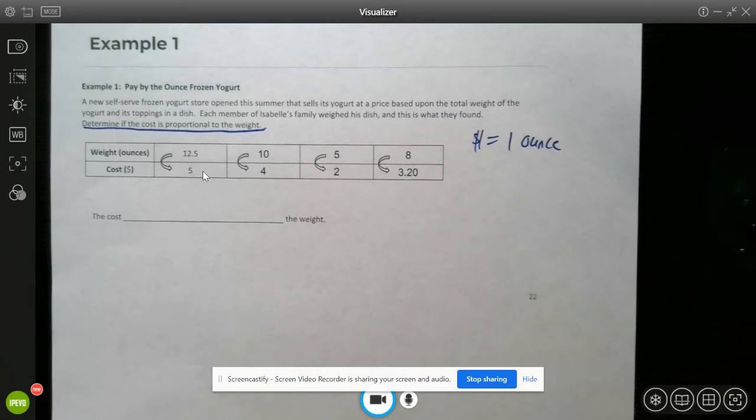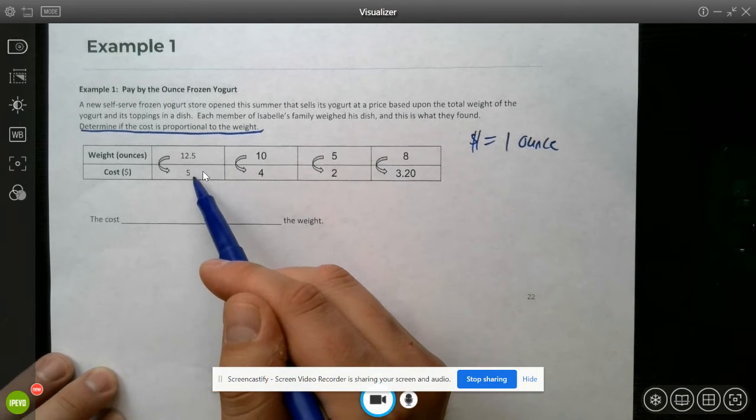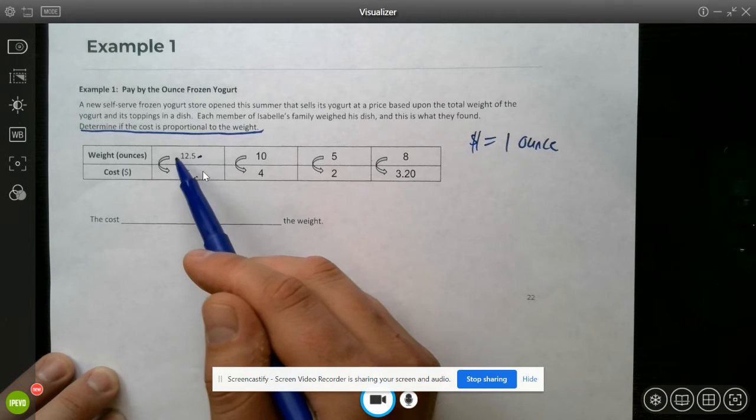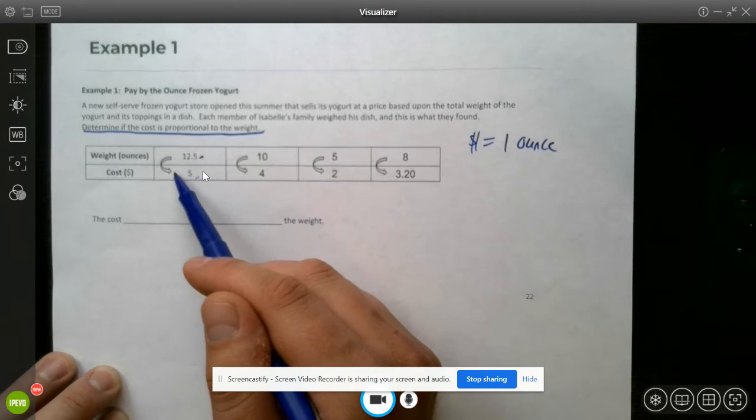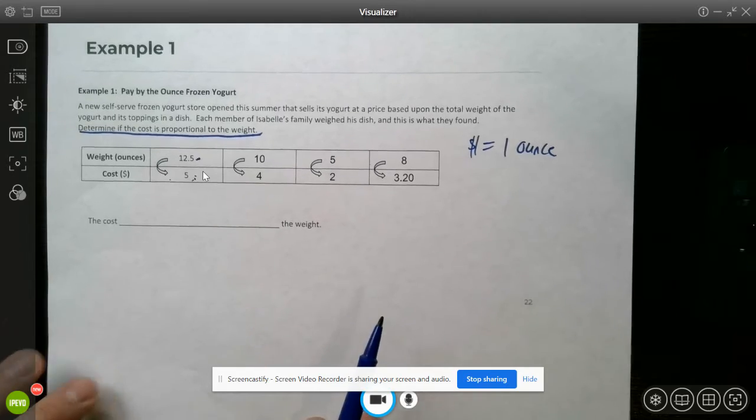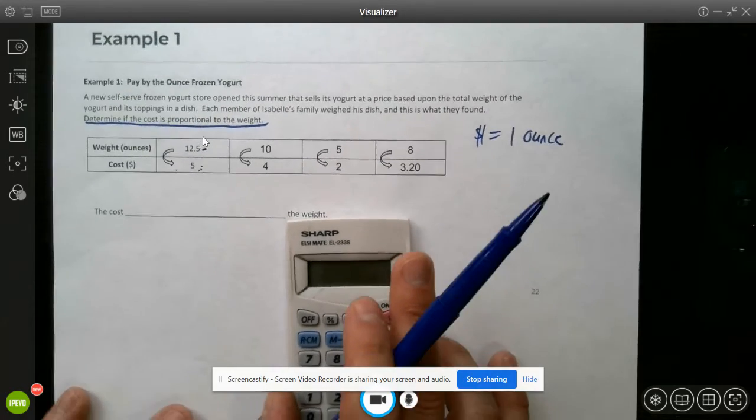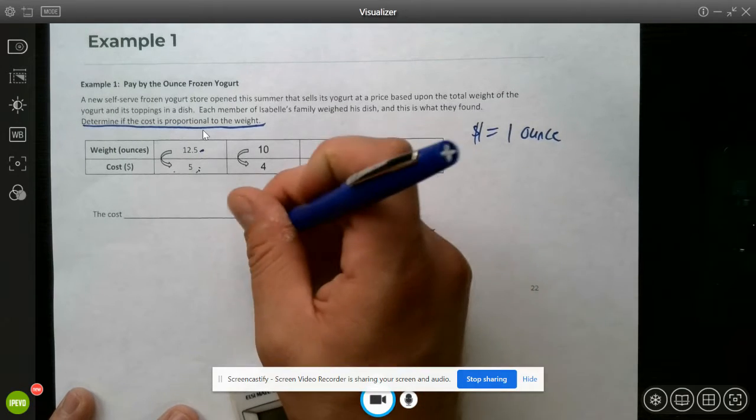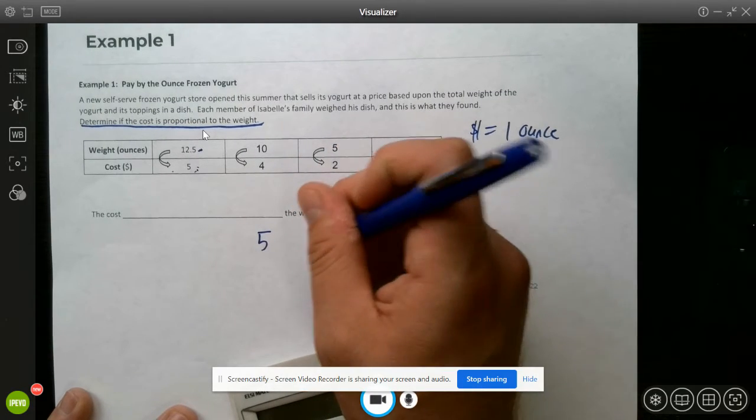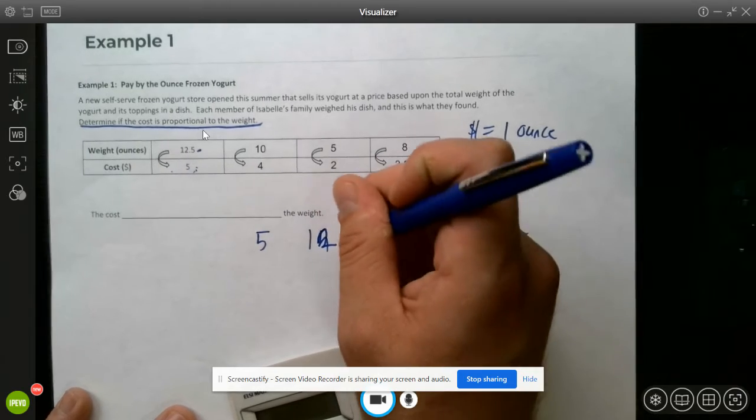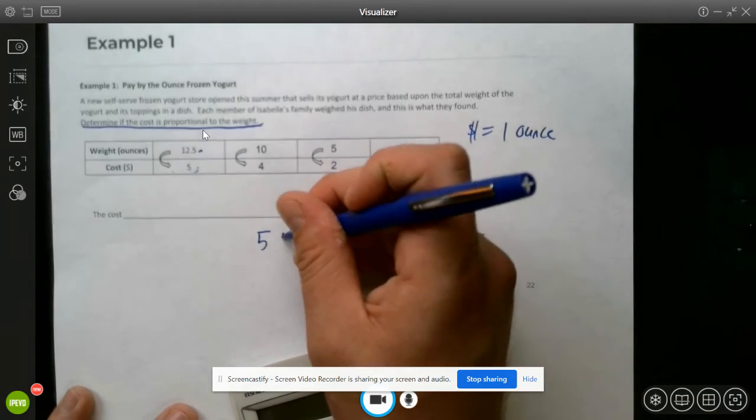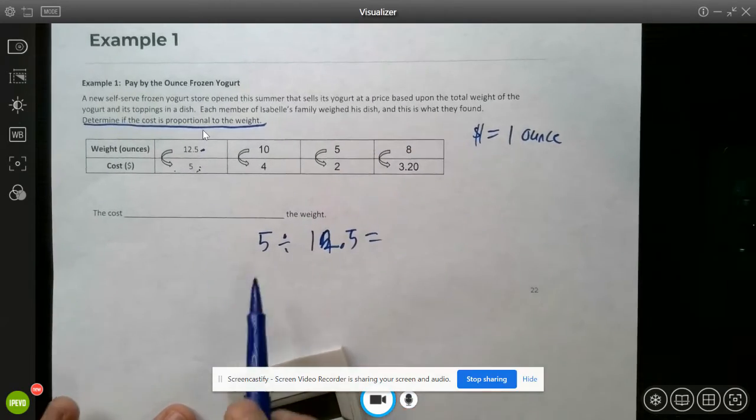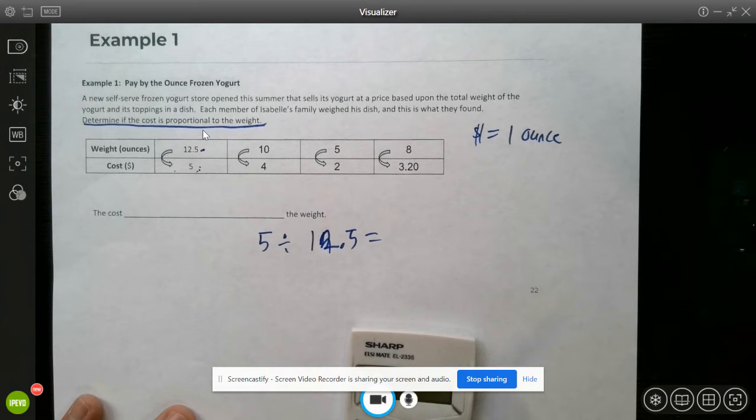So in order to do this, we need to take the cost and divide it by the weight to see how much they multiplied it or charged to get the cost. So for this first ratio, they charged $5 for 12.5 ounces. So to figure out how much they pay, I'm going to do 5 divided by 12.5. Here we go. 5 divided by 12.5.